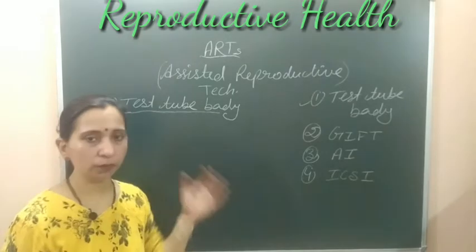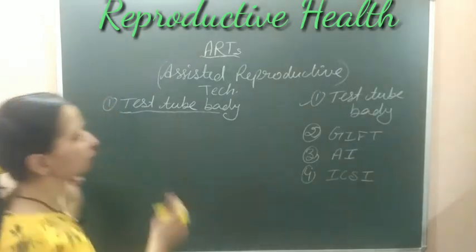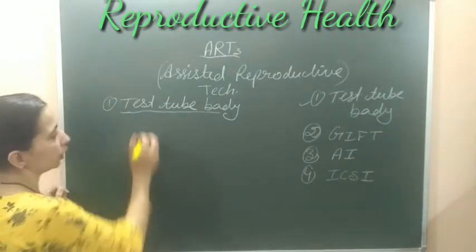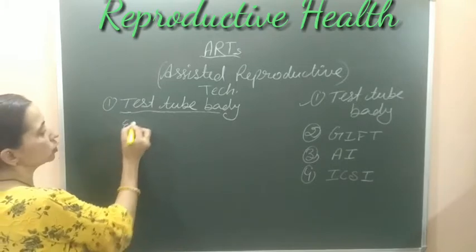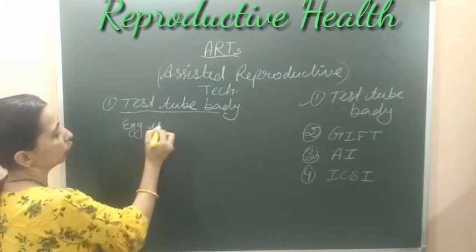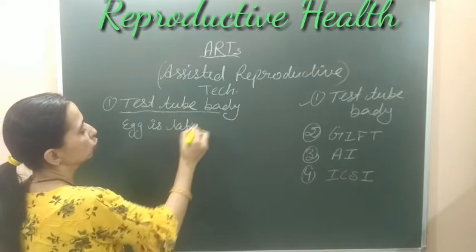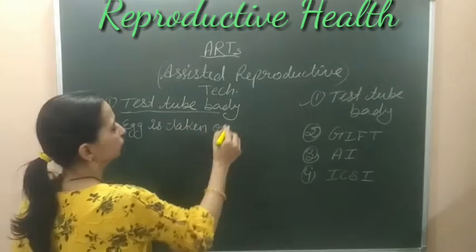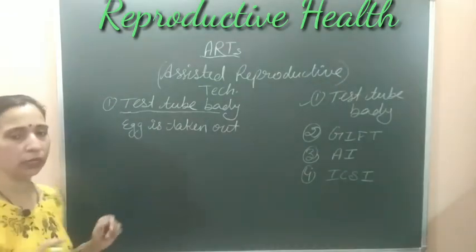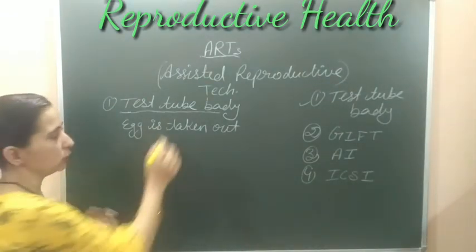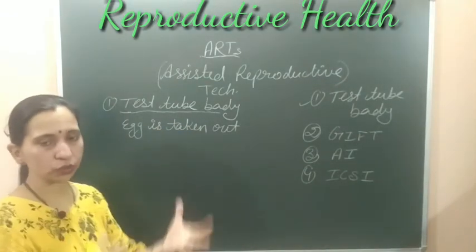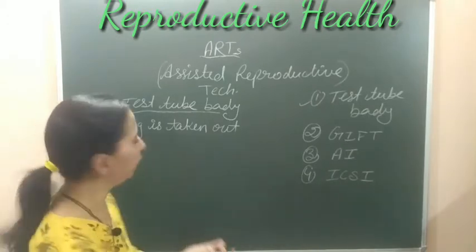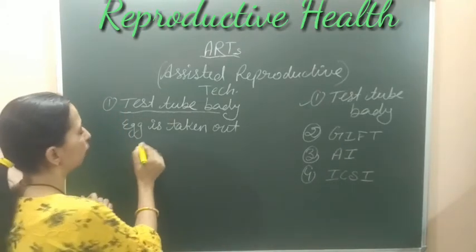Let's see what steps are used in this technique. कौन से यहाँ पे स्टेप्स हैं जो यूज किए जा रहे हैं. The first step used here is that the egg is taken out. सबसे पहले यहाँ पे एग जो होता है वो लिया जाता है. The egg is taken out from the female body. फीमेल बॉडी से एग को बाहर निकाला जाएगा and it is kept in a suitable condition. सुटेबल मीडियम के अंदर रखा जाता है, सुटेबल कंडीशन में रखा जाता है.